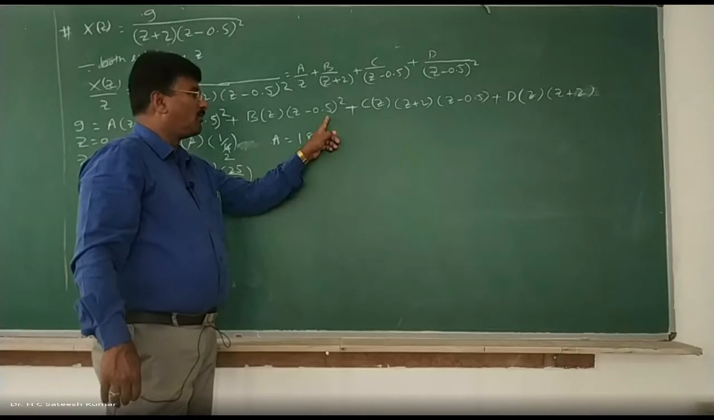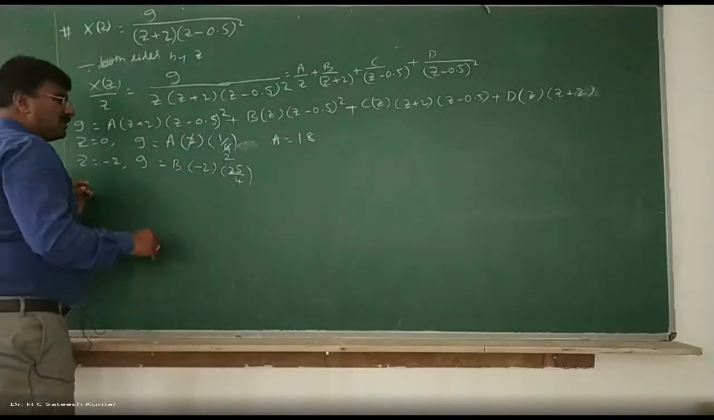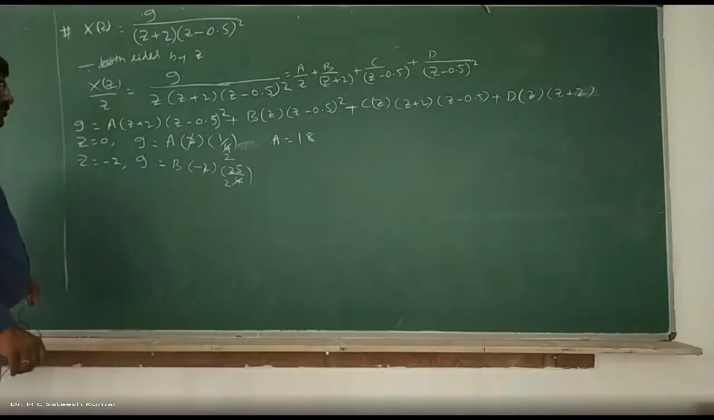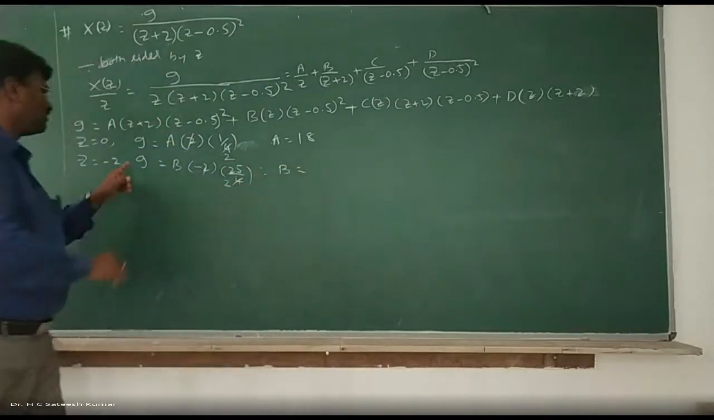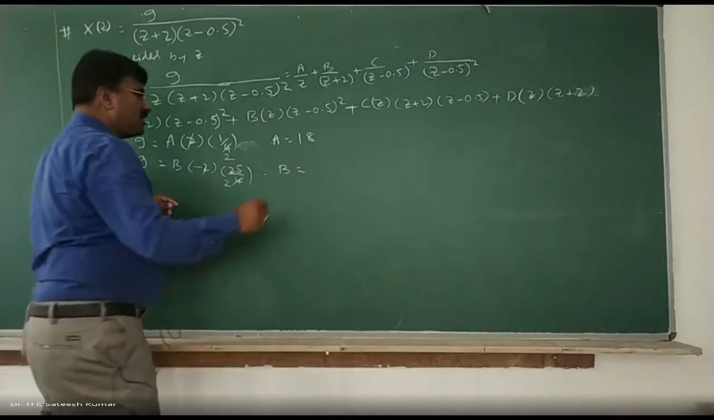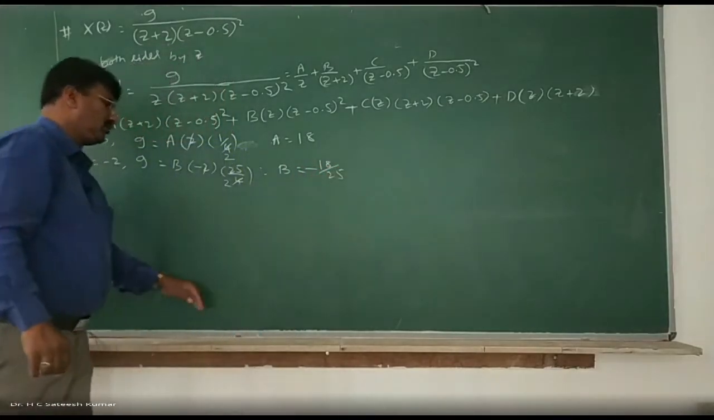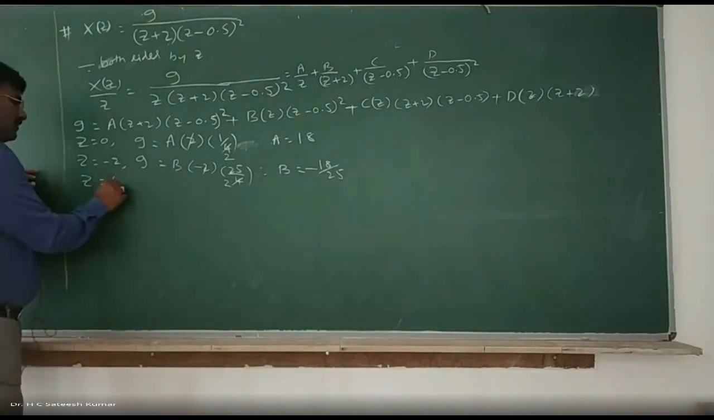25 by 4. Minus into minus plus 25 by 4 you will get it. And this gets cancelled, and 2 times. Therefore, what will you get? Cross multiply it. B is equal to 2 into 9, 18 minus 18 by 25. So is there any numerical mistake? Please check it out. Z is equal to 0.5.